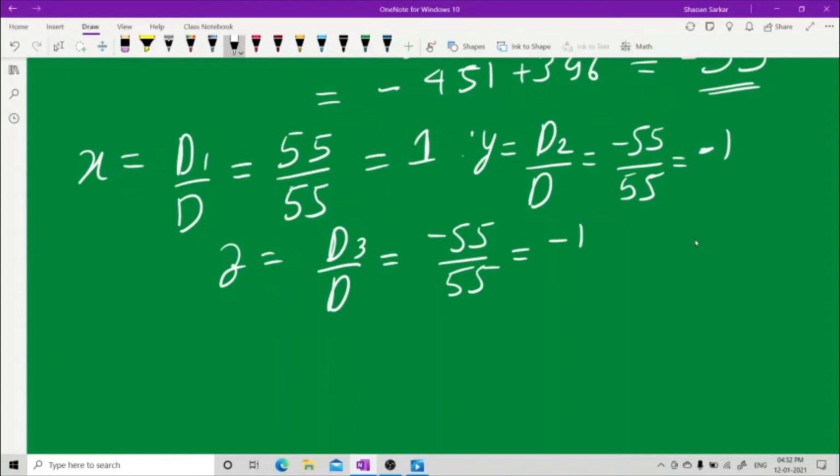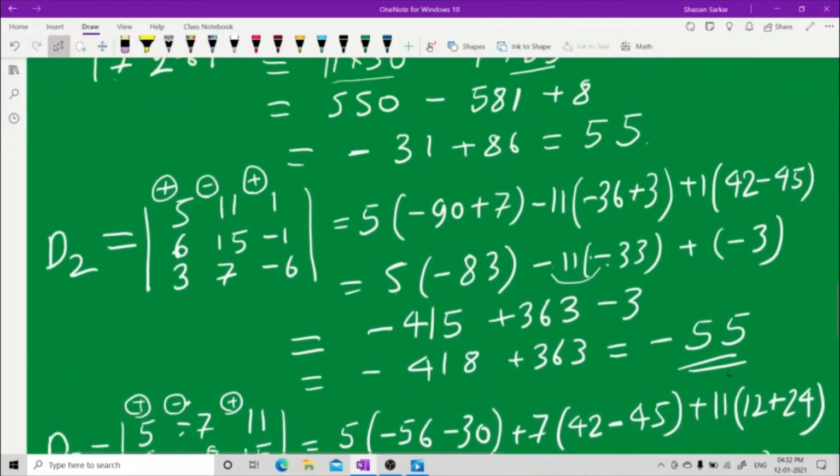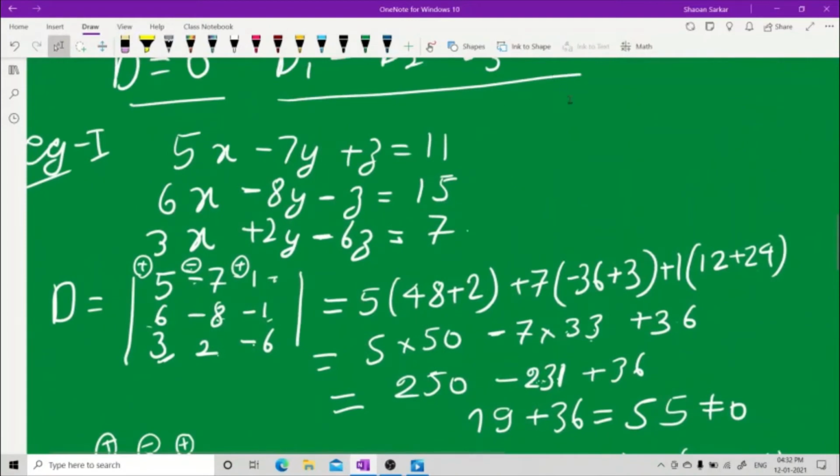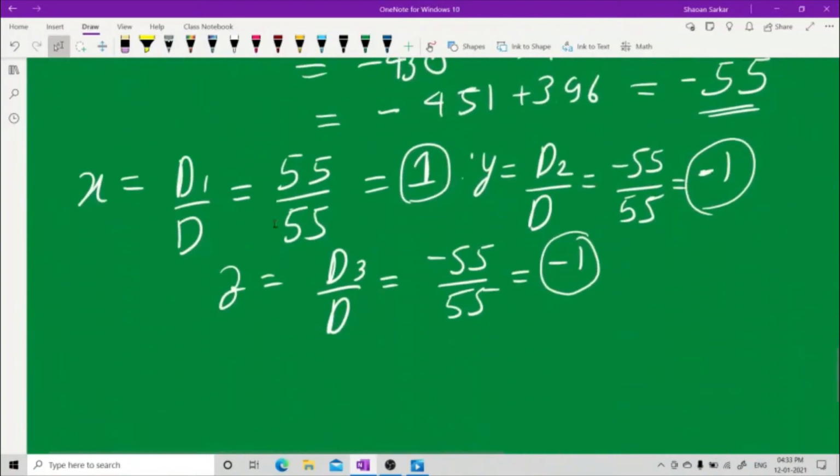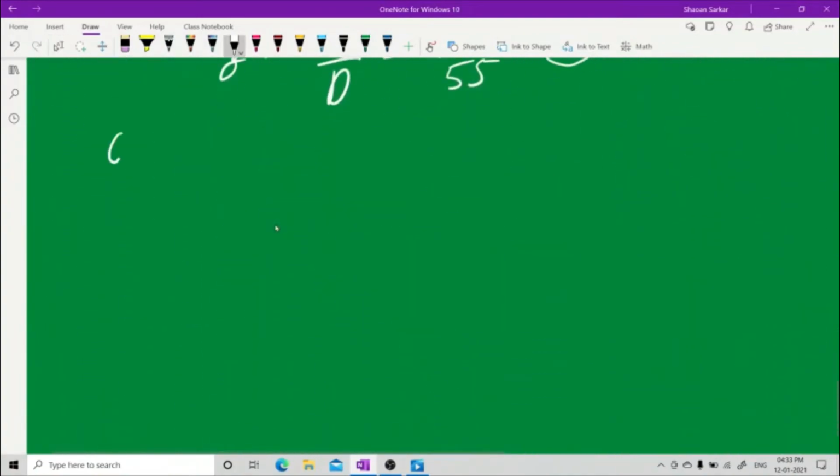Now you do one thing. See these results, the value of x, y, and z, put them in any one of these above equations. In any one of these equations, you put them, you should get the result here. Let's put it in the second equation, 6x minus 8y minus z. Let's see what happens.